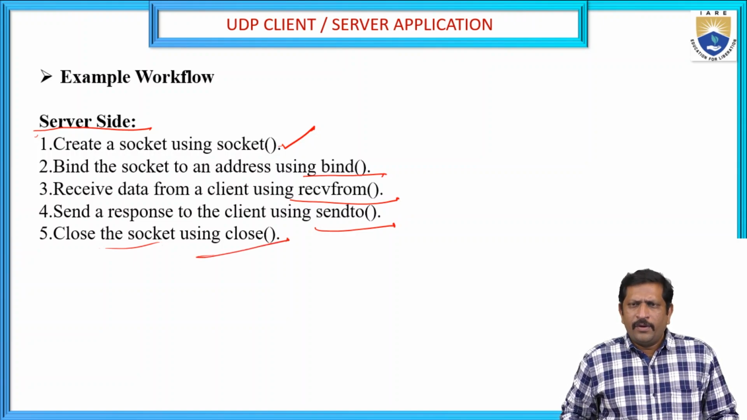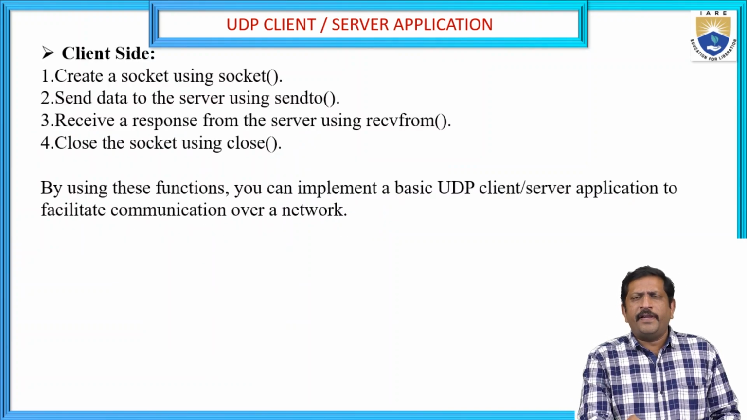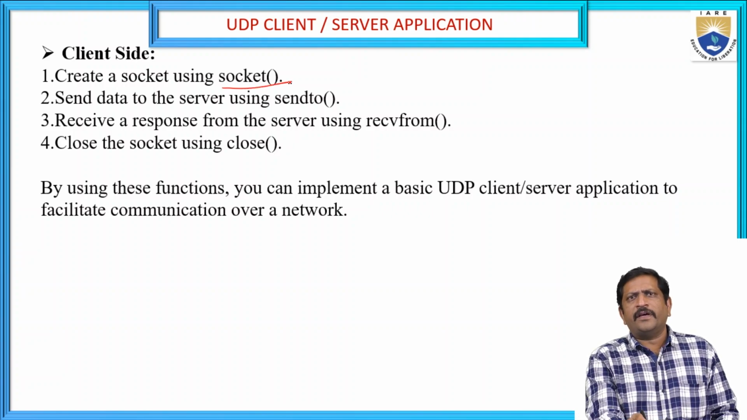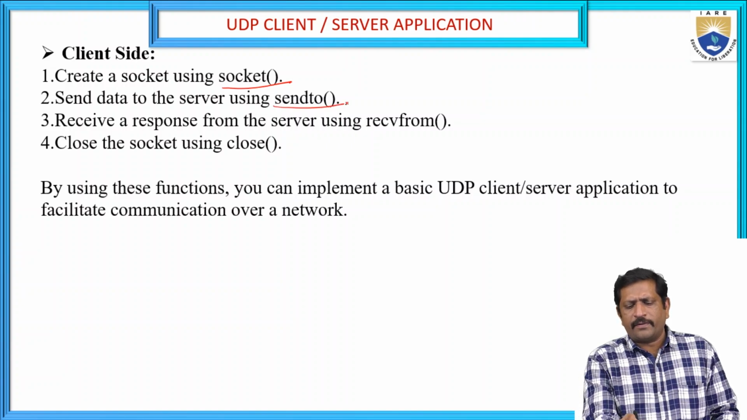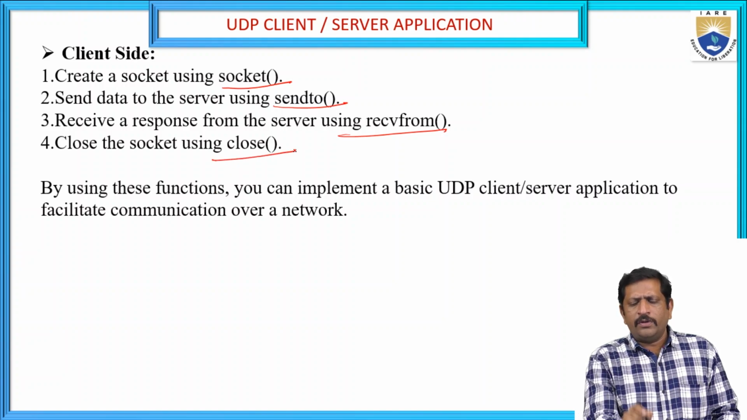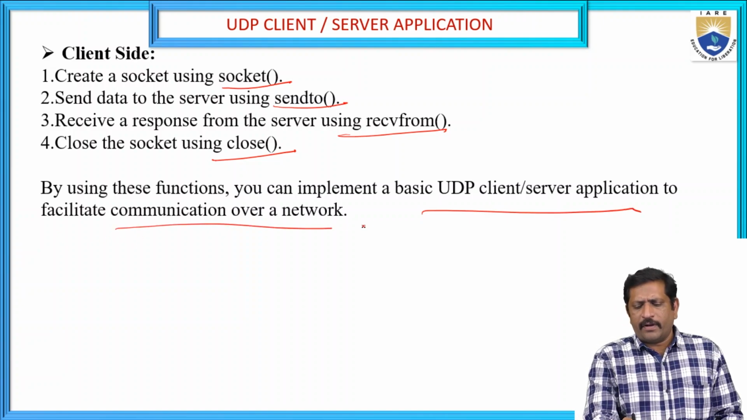Now the workflow on the client side: create the socket using the socket function, send the data to the server using the sendto function, receive a response from the server using the recvfrom function, and close the socket using the close function. By using these functions, you can implement a basic UDP client-server application to facilitate communication over a network.